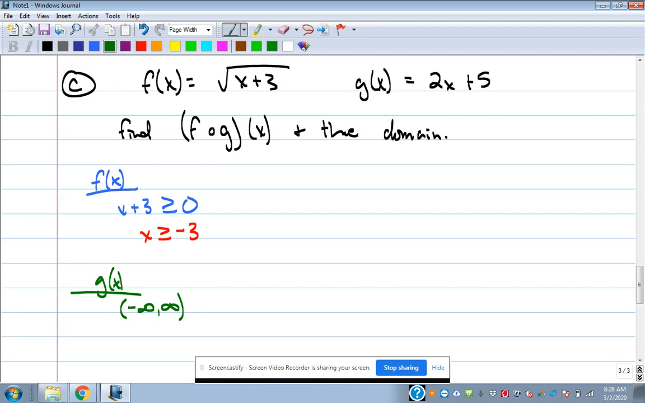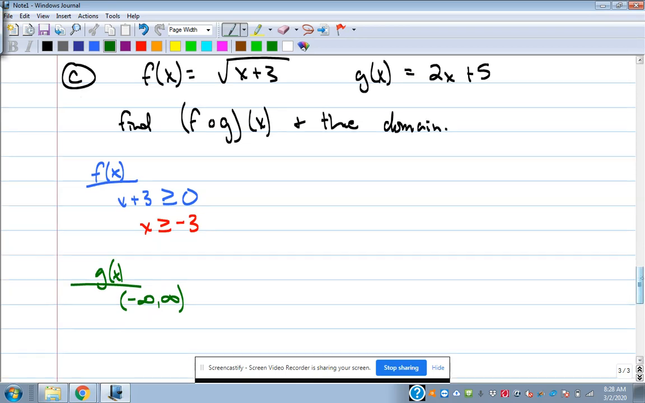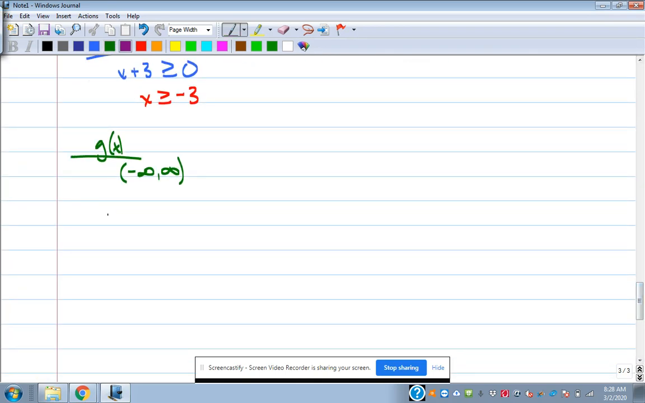So that's where we've got to match up to get our composite domain. We've got to say, okay, when does this meet these restrictions? When does the second function meet the first function's restrictions? So that's the question we got to answer to get our domain of our composite function. When is g of x greater than or equal to -3? So we set that up, 2x plus 5 greater than or equal to -3, and solve.